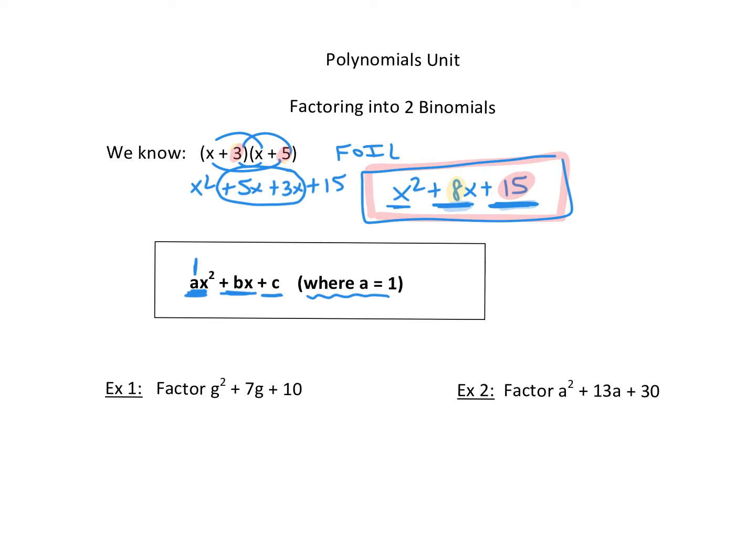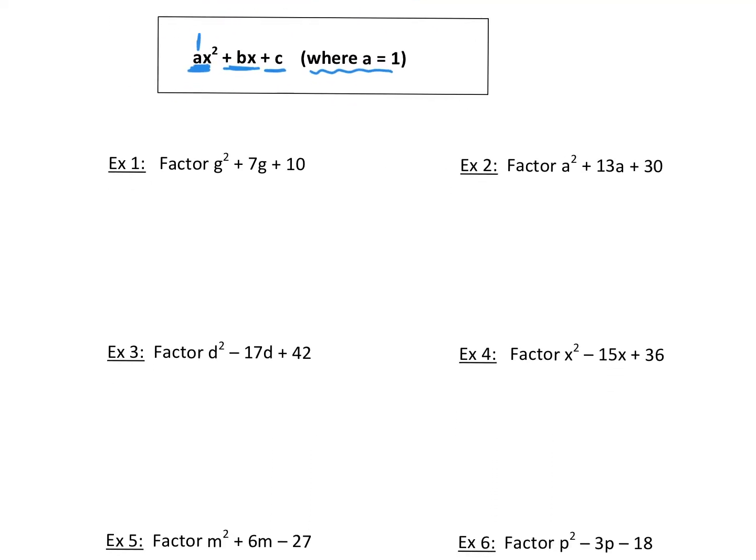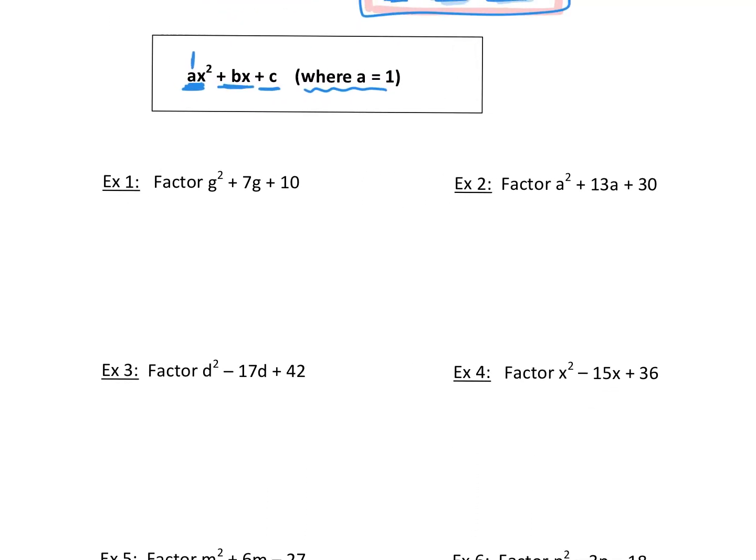All right, so when we look at examples like example 1, and it says factor g squared plus 7g plus 10, the first thing to realize is that this can't be factored by GCF. First of all, if you looked for a greatest common factor, you wouldn't find one. G doesn't go into everything. There's no number that goes into everything. Your only GCF would be 1.